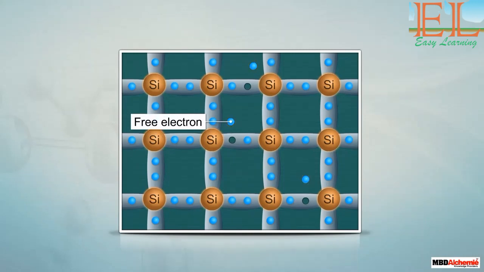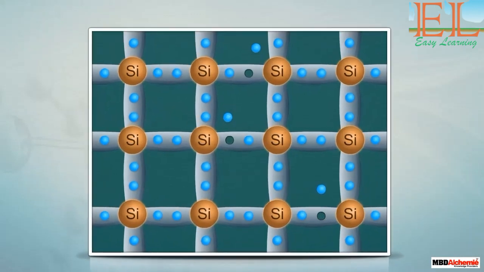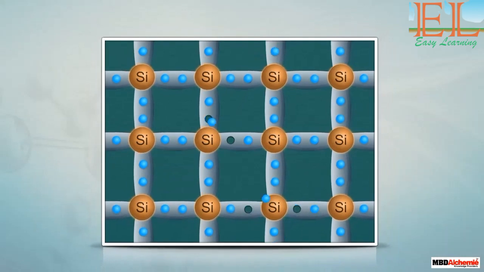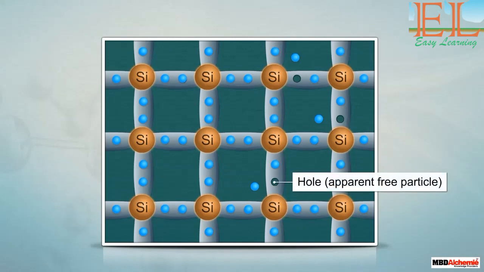Such breaking away of an electron from a covalent bond creates a vacancy in the bond as shown. If the free electron carries charge -q, it leaves a vacancy with an effective charge +q. This vacancy with the effective positive electronic charge is called a hole. An electron from the nearest covalent bond escapes and fills the hole, thereby creating a hole at a new position. The process continues, and this way the hole behaves as an apparent free particle.